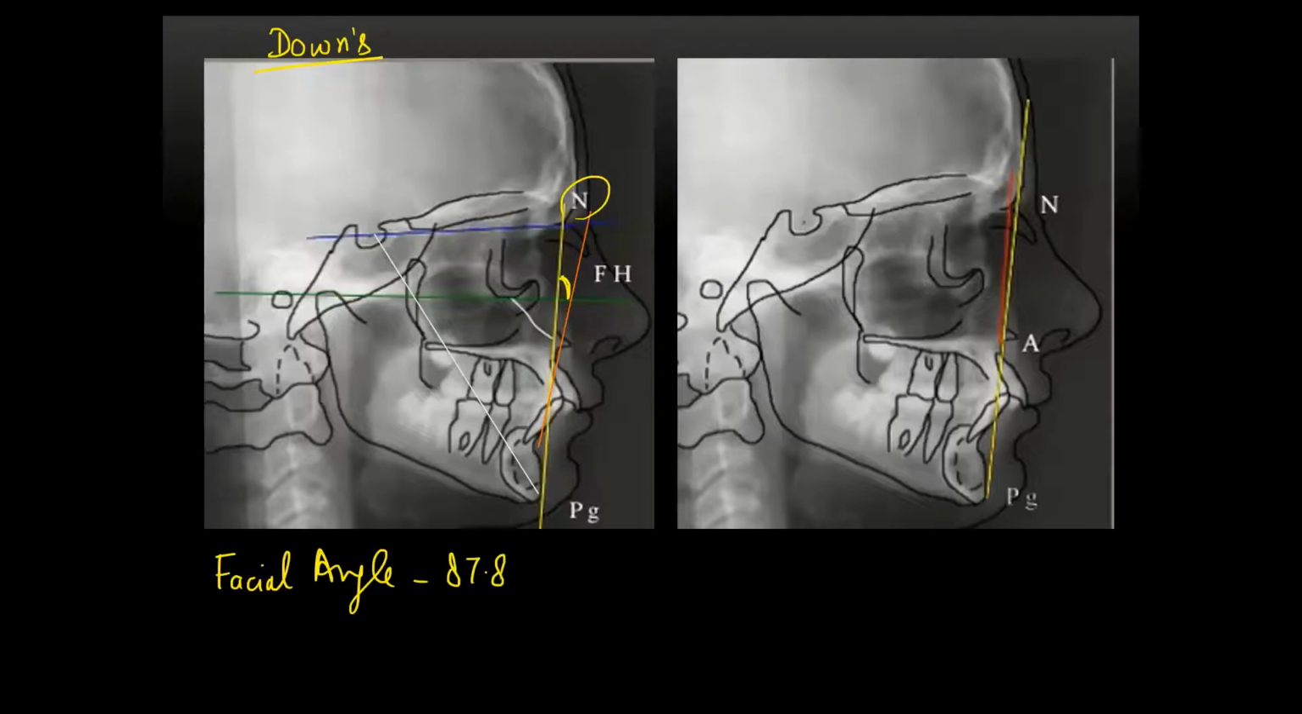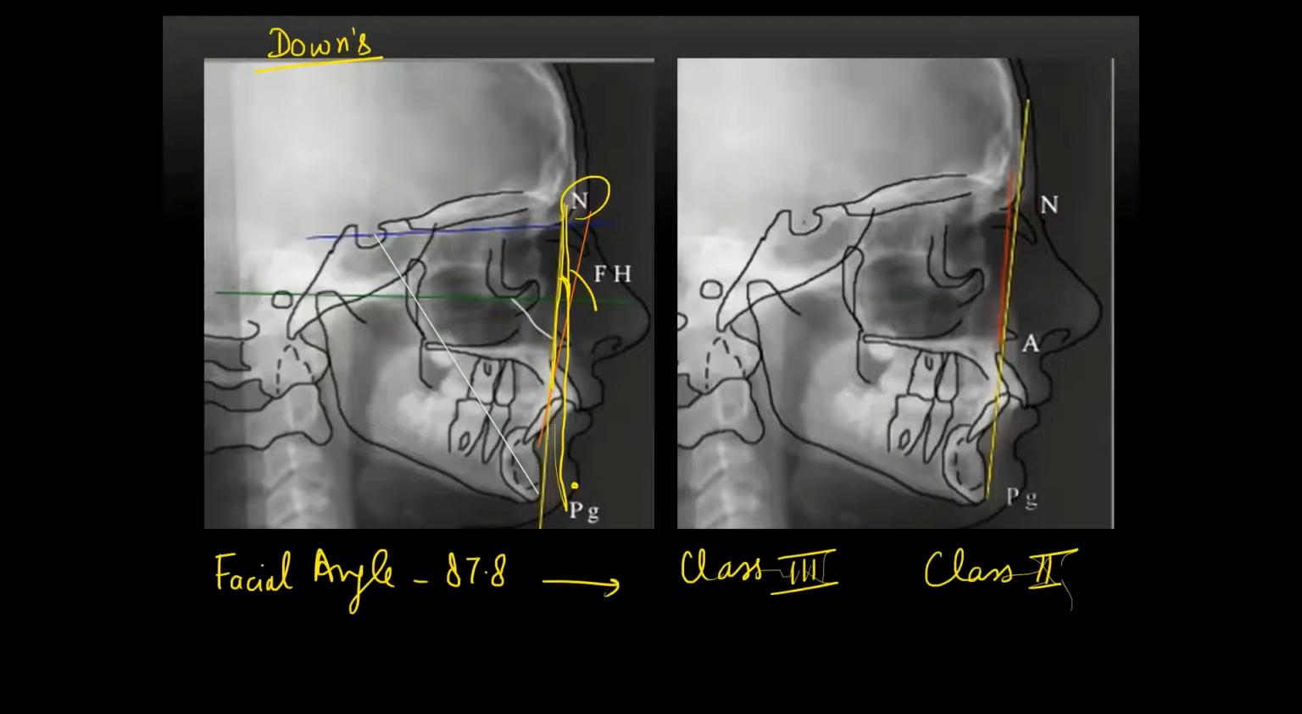What will happen if this value increases? How will this value increase? If the pogonium point comes forward, if it comes here, the angle would be like this, and this will lead to an increase. So if it increases, it will lead to class 3. In class 3 patients, it increases. What if it decreases? It decreases in class 2. So in class 2 patients, we have a decreased value of facial angle.